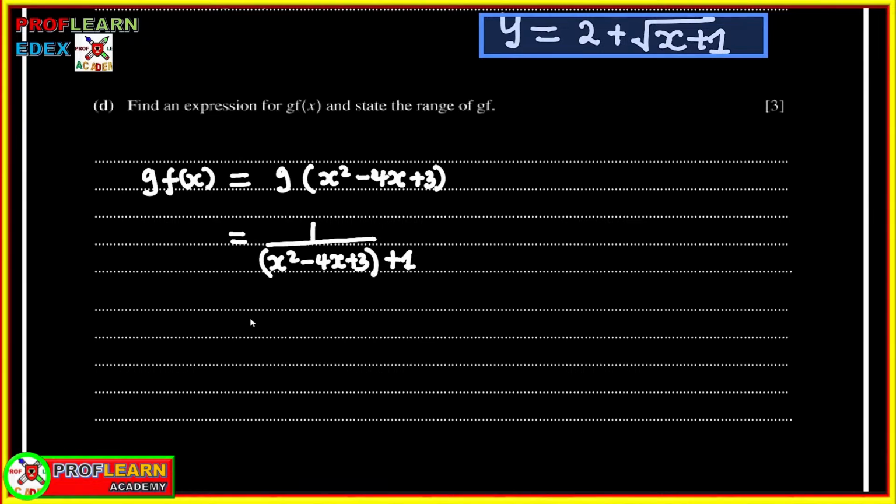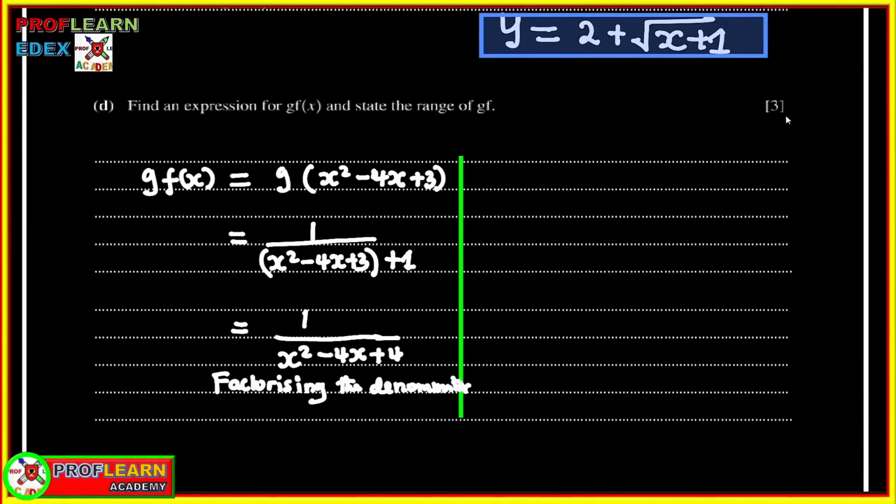All right. So if we open the bracket and put the like terms together, we're going to have x squared minus 4x, then plus 4, which is going to factorize. Of course, we can factorize the denominator so that we can express it as a difference of two squares. It is going to be like that.